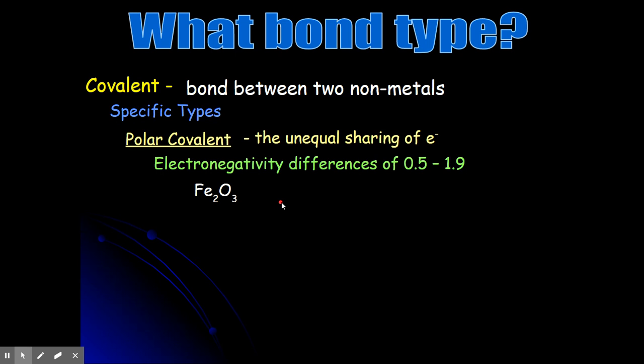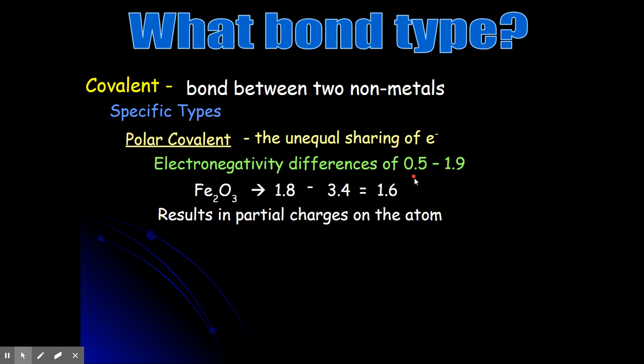Here you have iron with an electronegativity value on Table S of 1.8. Oxygen has an electronegativity value of 3.4. If you do the difference between those two, hopefully you can do it without a calculator, but if you can't, use a calculator. You get a difference of 1.6, which is definitely in this range of 0.5 to 1.9. That makes this compound a polar covalent compound. Even though it's a metal and a nonmetal, which normally would be ionically bonded, we have to do the electronegativity difference to ultimately determine what type of bond it is.